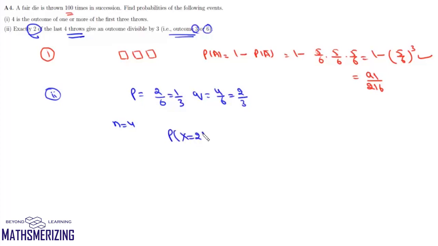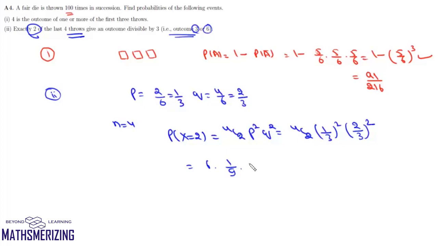So we just need the probability of x equals 2. It'll be simply 4C2 p to the power 2 into q to the power 2. So this is 4C2, and p is 1 by 3, so it'll be (1 by 3) squared and then (2 by 3) squared. Now 4C2 is 6, and this is 1 by 9 and 4 by 9. So it will be 8 upon 27. So the second probability is 8 by 27, and this is how we solve such questions.